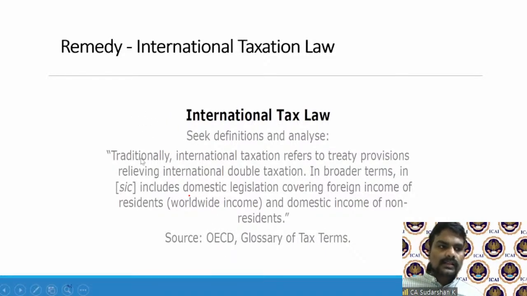Now, what is international tax law? International taxation refers to treaty provisions relieving international double taxation. Look at the term here, relieving. It relieves you from double taxation. In broader terms, it says there will only be one point of taxation. You will be taxed only in one place, either in your resident place or in your source place. You will not be taxed in both jurisdictions. So international tax law or tax treaty helps in relieving international double taxation.